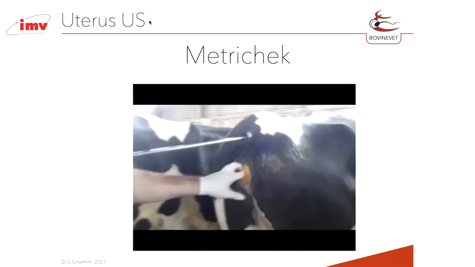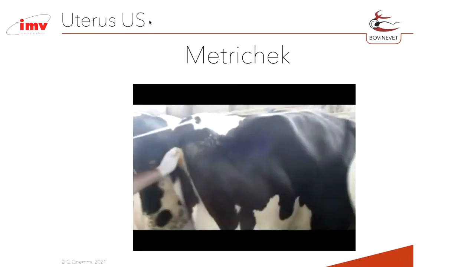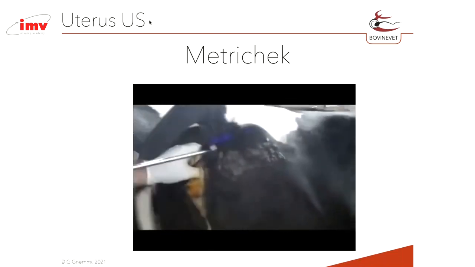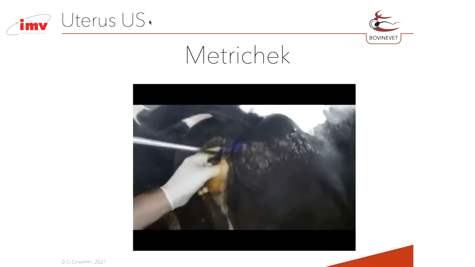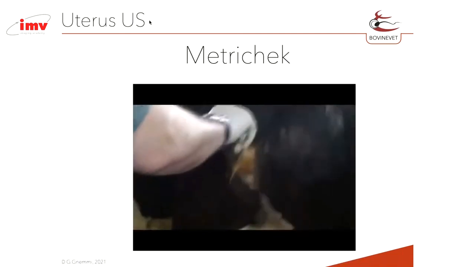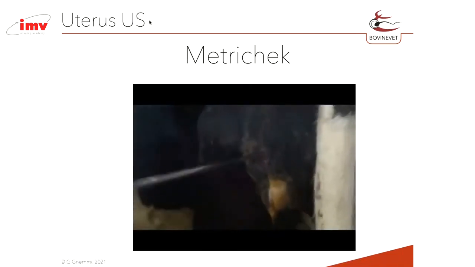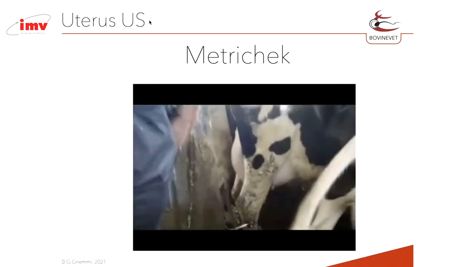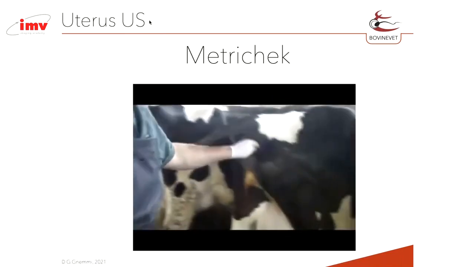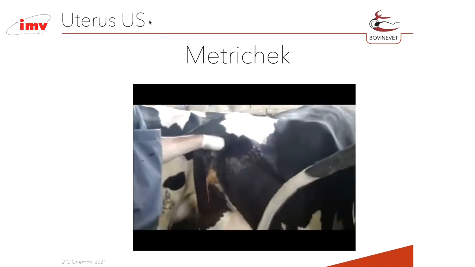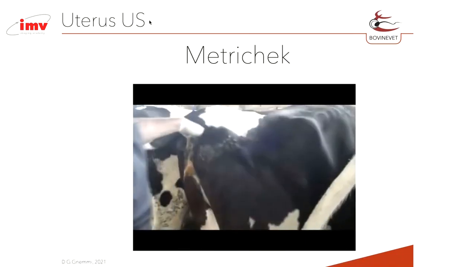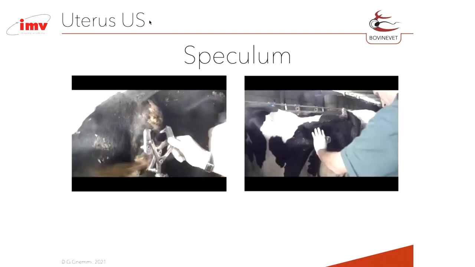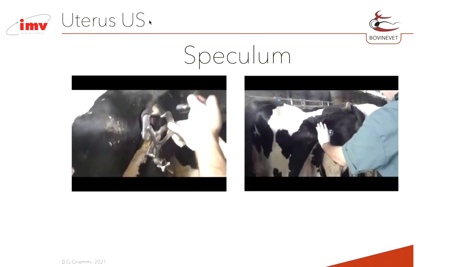Other people like to use the Metrichek. The Metrichek is useful if you don't like to work with an ultrasound unit, for example, for the diagnosis of endometritis. But some people are also using it for the diagnosis of metritis. I believe that we have the same problem that the hand in vagina is a little bit traumatic. Personally, I don't like to use it, in particular because I have to sterilize between each cow, so this creates some problem. It is the same problem that we have with the speculum.